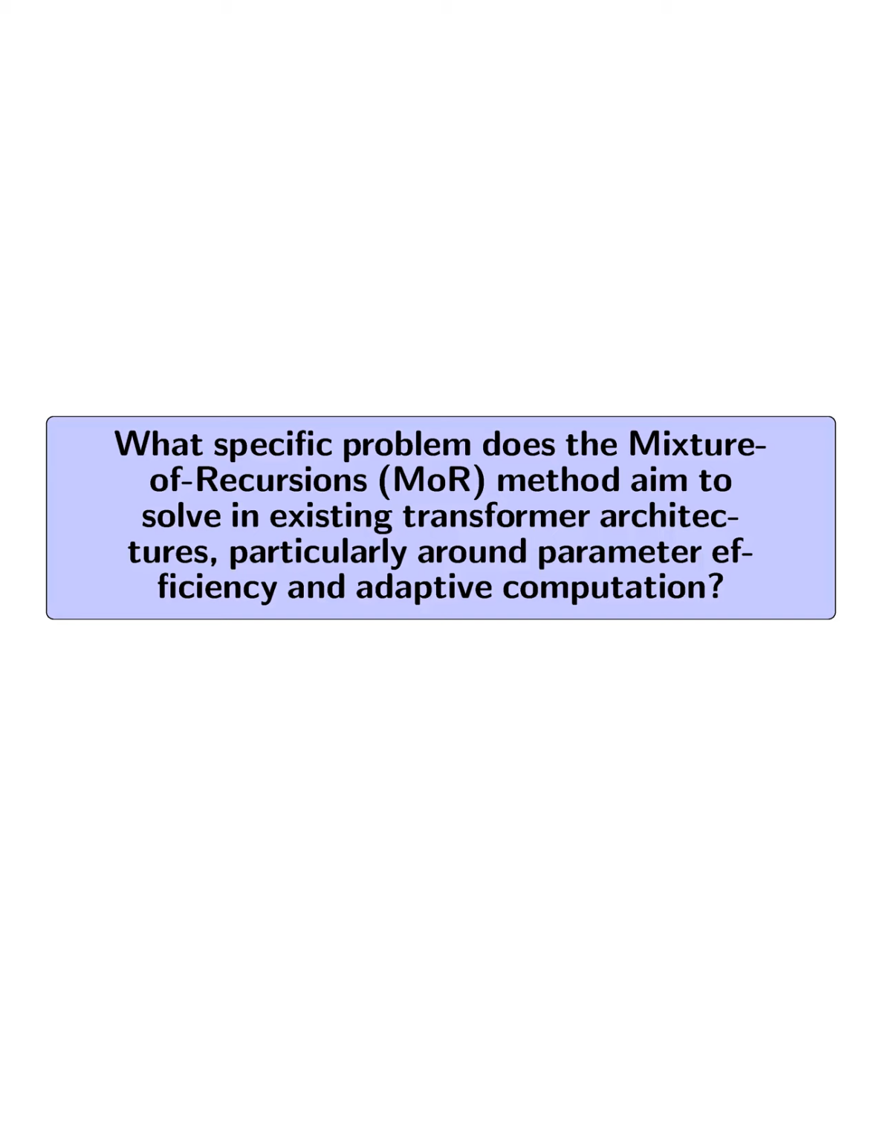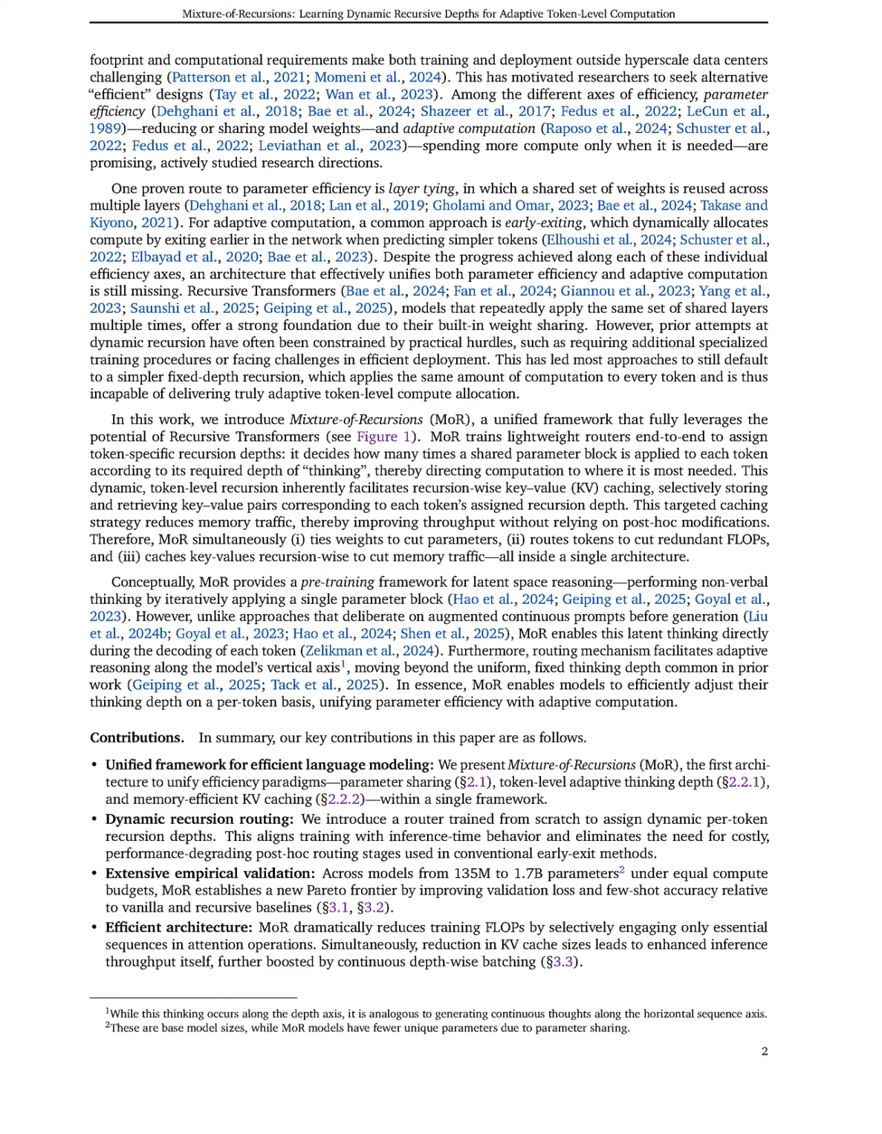What specific problem does the mixture-of-recursions (MoR) method aim to solve in existing transformer architectures, particularly around parameter efficiency and adaptive computation? The mixture-of-recursions method addresses the challenge of unifying parameter efficiency and adaptive computation in existing transformer architectures. Traditional models often apply a fixed recursion depth to all tokens, which fails to adaptively allocate computational resources based on the complexity of individual tokens.